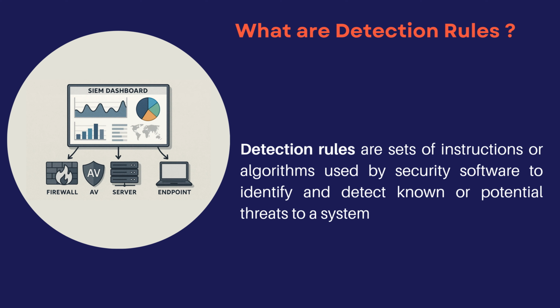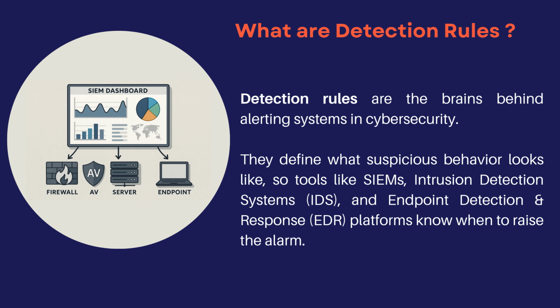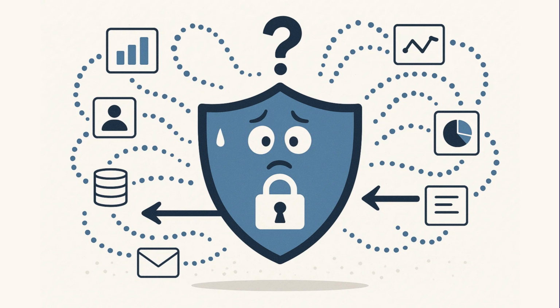What are detection rules and why do they matter? Detection rules are sets of instructions or algorithms used by security software to identify and detect known or potential threats to a system. They are the brains behind alerting systems in cybersecurity. They define what's suspicious and what isn't, so tools like SIEMs, IDS, or EDR platforms know when to raise the alarm. Without them, your security tools will just collect data without knowing what to look for.